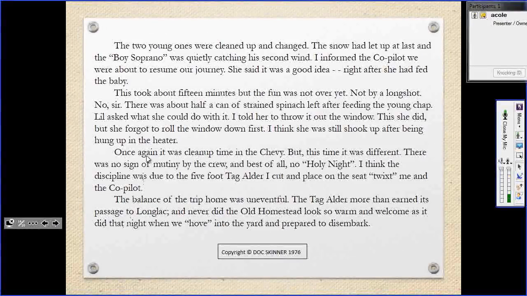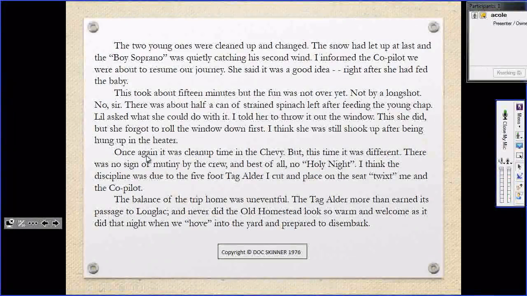Once again, it was cleanup time in the Chevy, but this time it was different. There was no sign of mutiny by the crew, and best of all, no Holy Night. I think the discipline was due to the 5-foot tag alder I cut and placed in the seat twixt me and the co-pilot. The balance of the trip home was uneventful. The tag alder more than earned its passage to Long Loch, and never did the old homestead look so warm and welcome as it did that night when we hove into the yard and prepared to disembark.